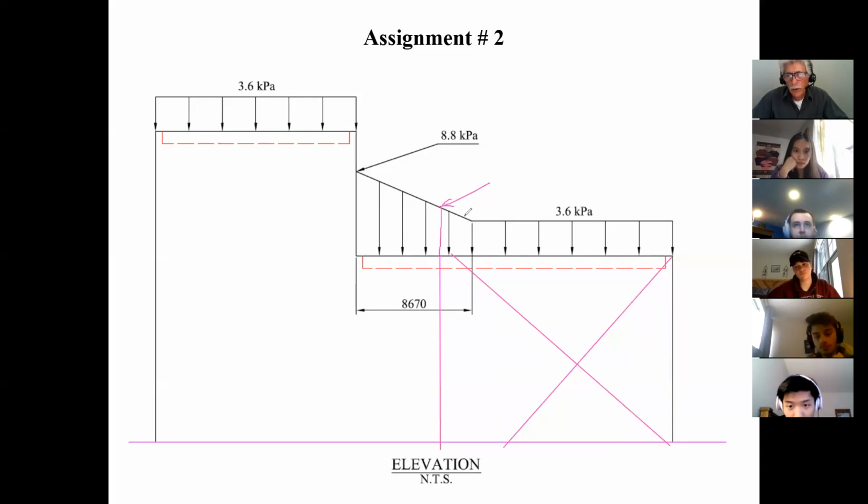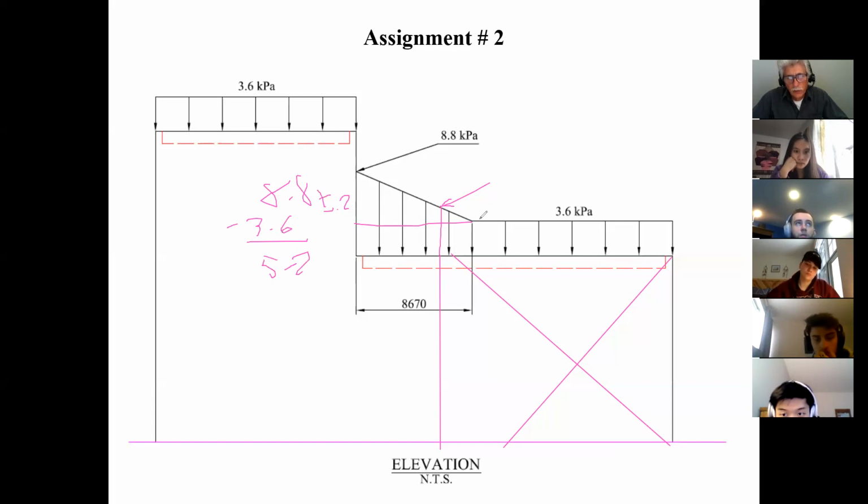Do you know how to do that? In other words, you just do it by similar triangles, you understand? If I take 8.8 minus 3.6, that gives me 5.2. So this is 5.2 here. Do you understand? Okay.